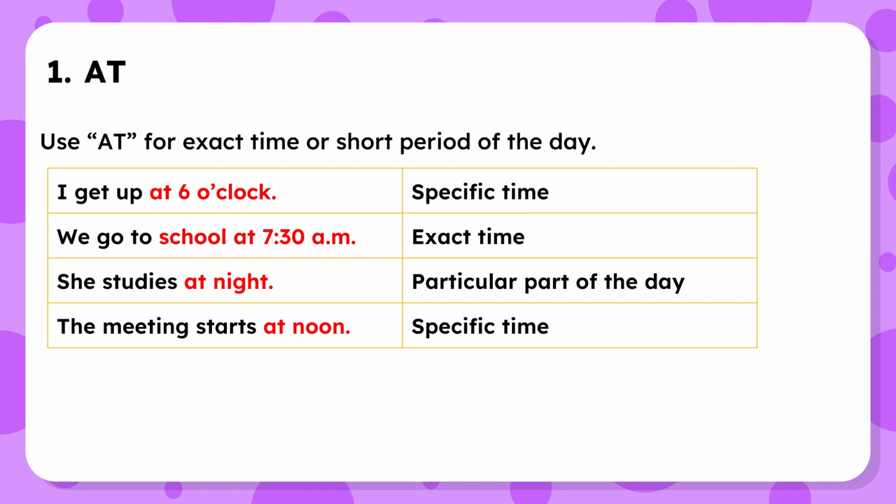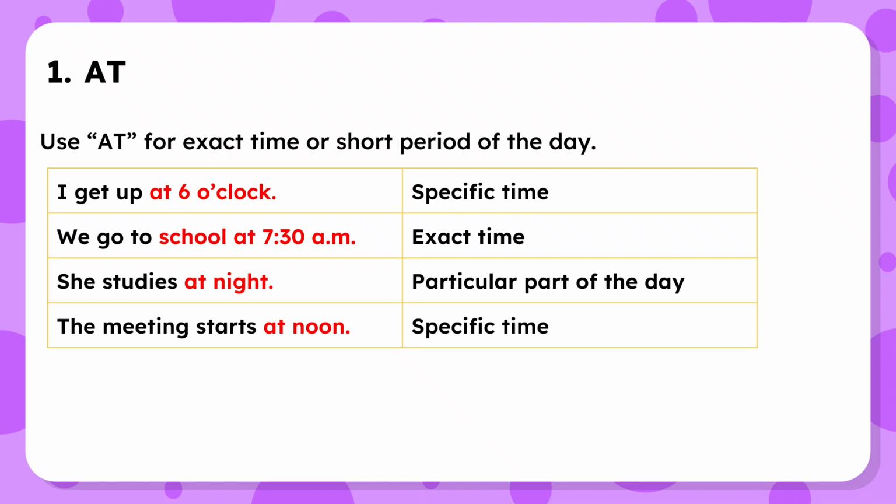The first one is at. Use at for exact time or short period of the day. When you're talking about exact time or specific time, you will use at. For example, I get up at 6 o'clock. It means a specified time, exact time. Not before the 6 o'clock, not after the 6 o'clock.